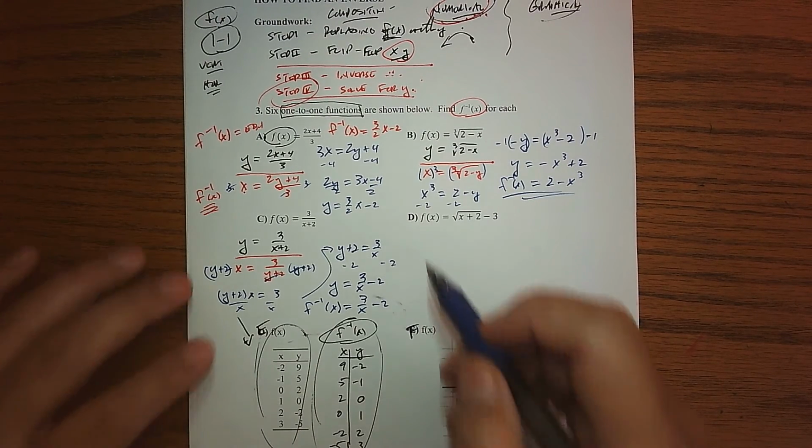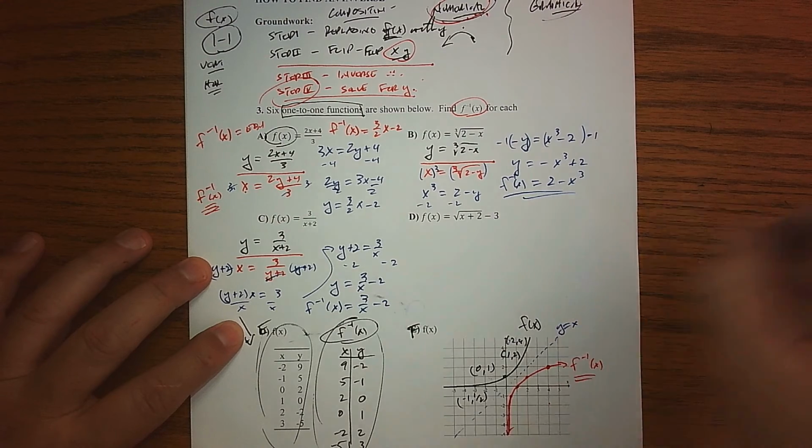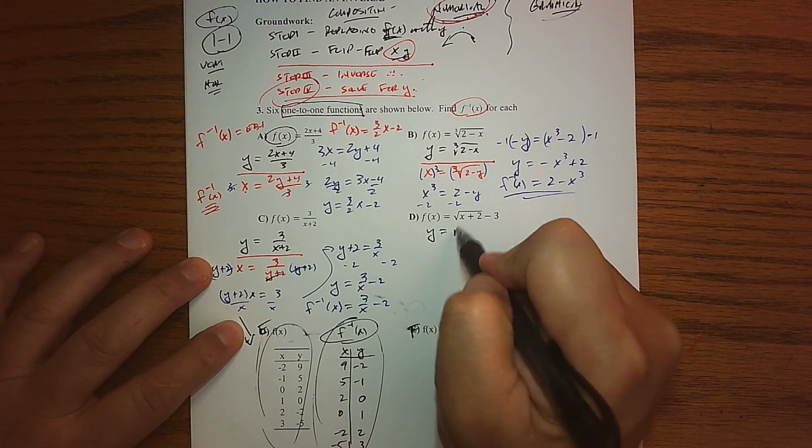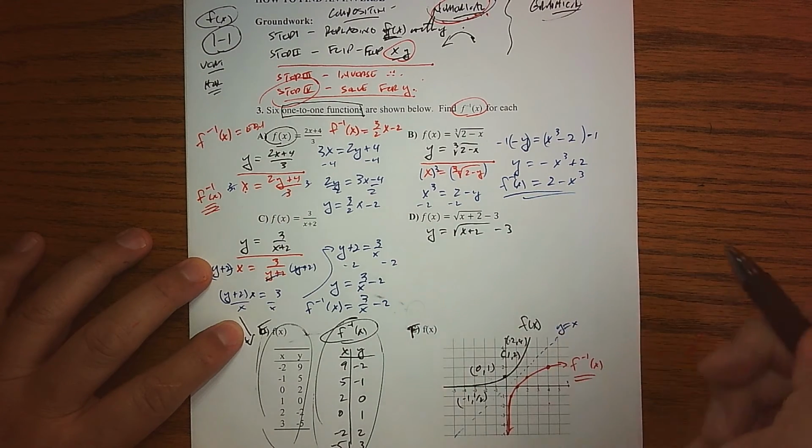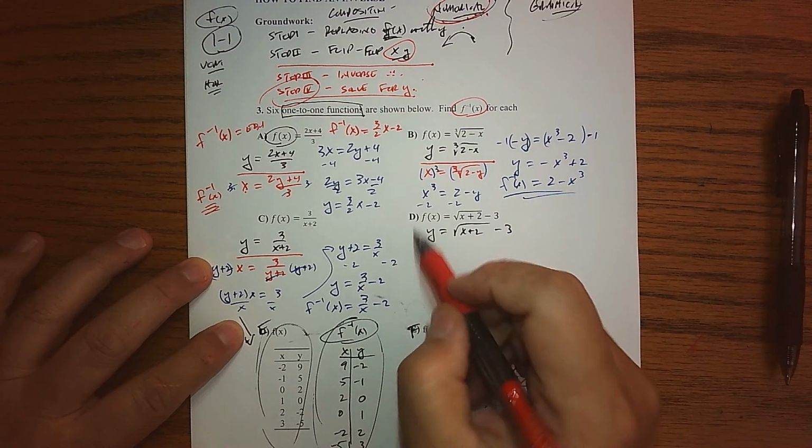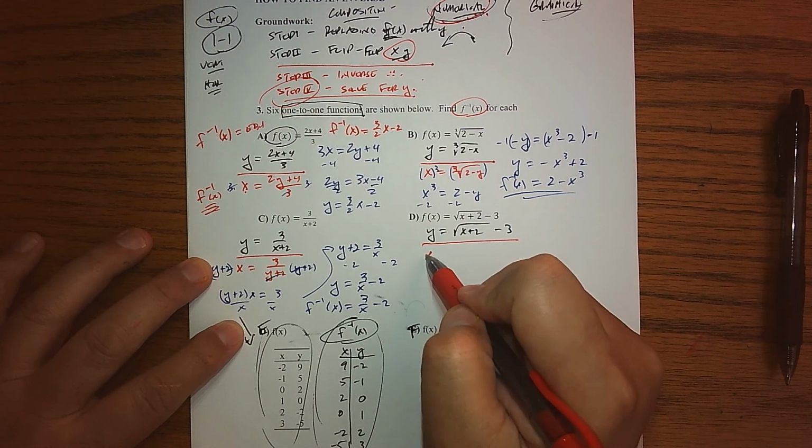All right, so the next one, again, following our rhyme and reason, we're going to replace the f of x with y because that's what it is. We're now going to flip-flop their roles to start creating the inverse.